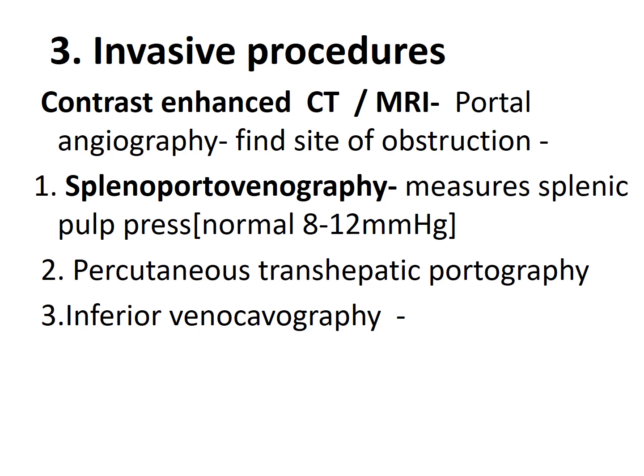Now number 3, invasive procedures. Contrast enhanced CT or MRI, also known as portal angiography, can be done to find the site of obstruction. So in this, number 1, splenoportovenography is done, which measures the splenic pulse pressure. Normal is 8 to 12. If it is more, then it is portal hypertension. Number 2, percutaneous transhepatic portography. Number 3, inferior venocavography is done.